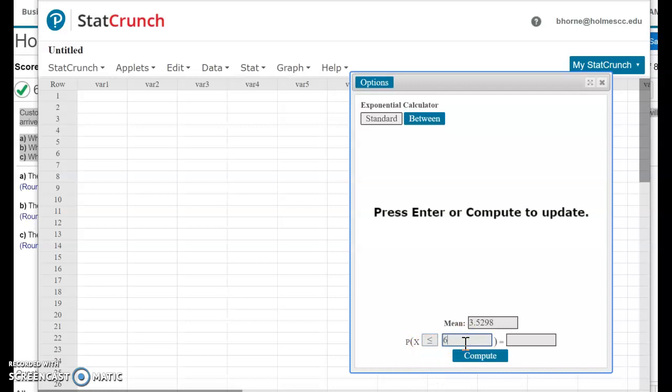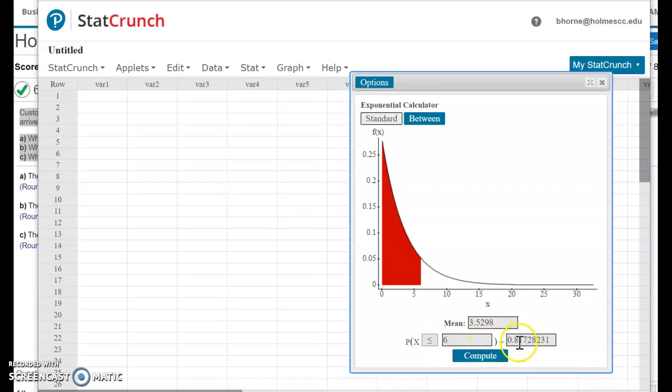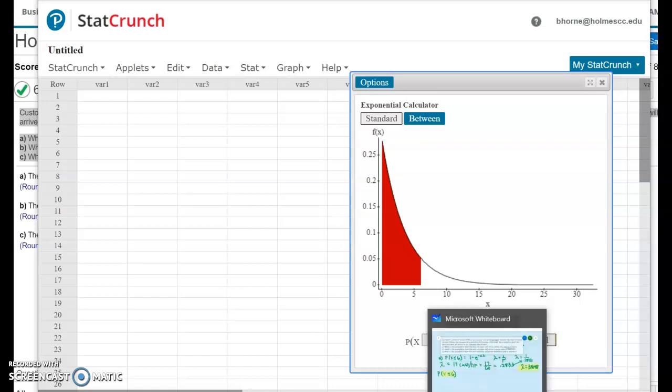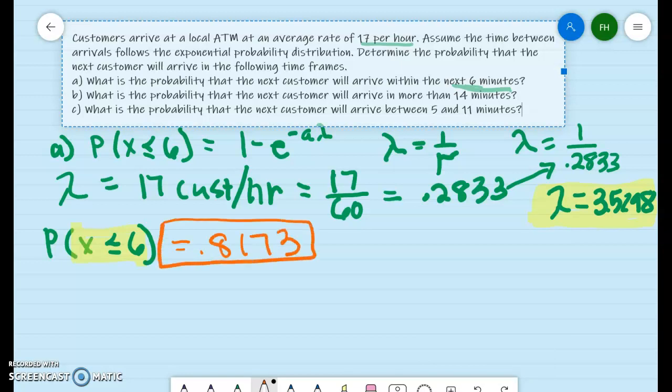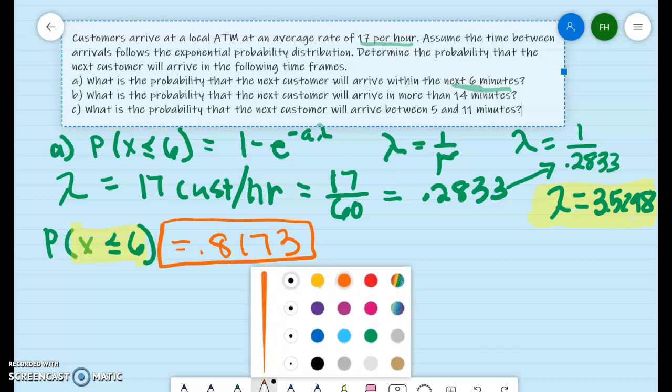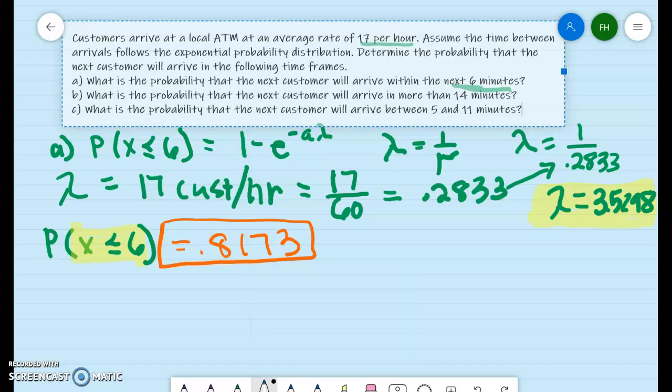So for A, we're looking for the probability that X is less than or equal to 6. And so we would round this to the 4th decimal place. So the probability is 0.8173. So that would be your answer for part A. Now let's look at part B.